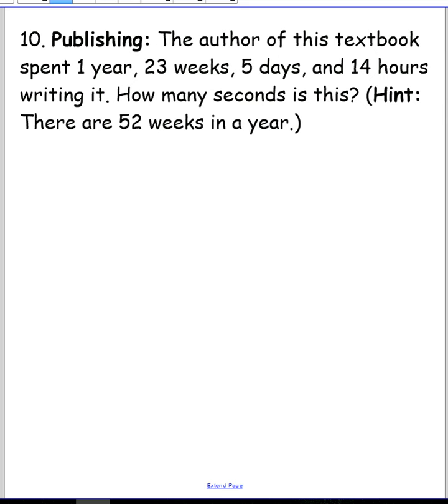The author of this textbook spent 1 year, 23 weeks, 5 days, and 14 hours writing it. How many seconds is this? Whew. There is 52 weeks in a year is what we're supposed to use to start. So now we have to convert and keep converting and adding to keep going down the list. So let's change our 1 year into what they tell us that we have 52 weeks.